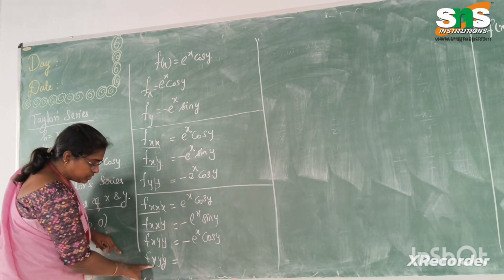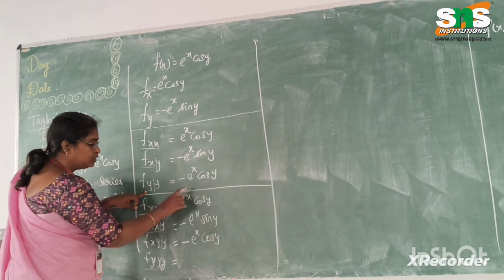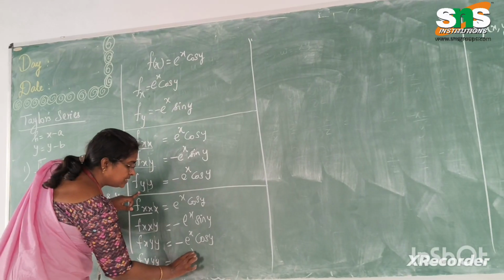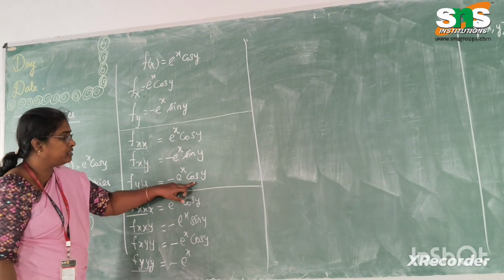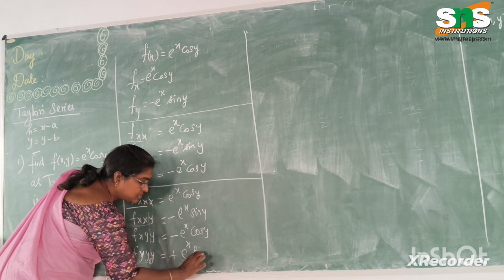And then next, fyy. Take fyy with respect to y. So minus e power x, x is a constant with respect to y. Differentiate cos y: minus and minus gives plus sin y.